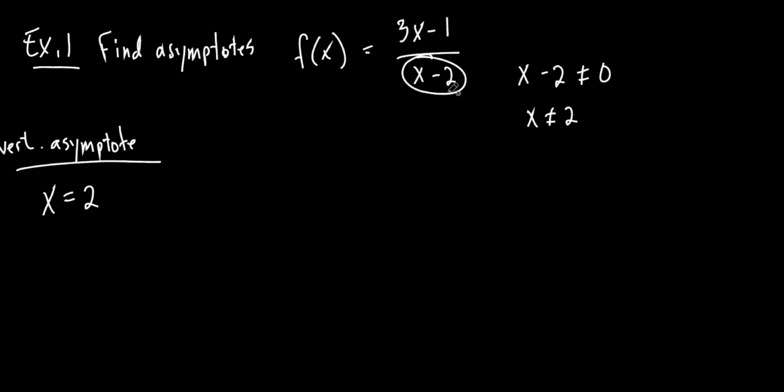Remember, x cannot be 2. So what line is it? It's the x equals 2 line. That's the line that our graph can't cross, right? Can't touch it, can't cross it, right? So that's the vertical asymptote.